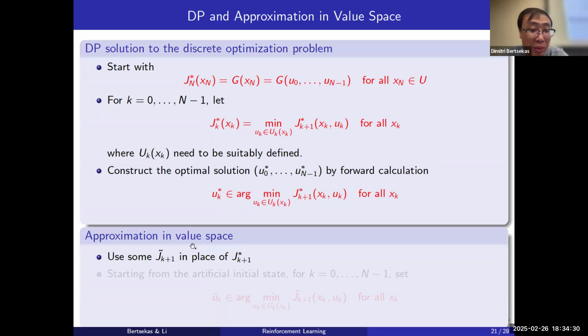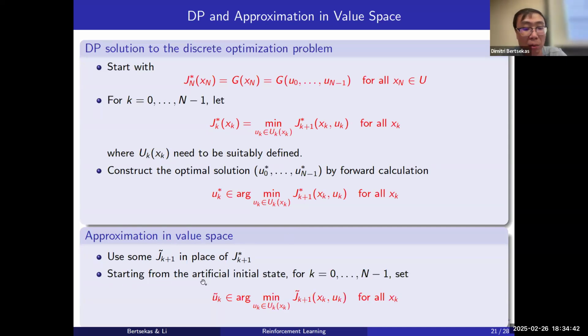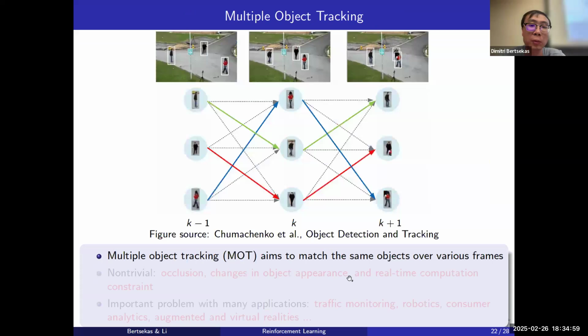For this problem, the approximation in value space uses some cost function J tilde in place of J star. And as in the previous case, starting from the artificial initial state, for all the remaining stages, we move forward and set a control to be the one that attains the minimum from this formula, where J tilde is in place of J star. Now let's see how this can be applied to the multi-object tracking problem.